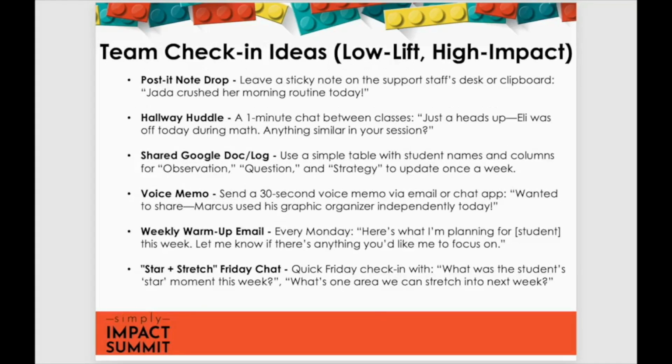Now, here are some different team check-in ideas that you can do to check in with your special education teachers, your related service providers, other people on the IEP team. These are low-lift, high-impact strategies that you can try. There's a Post-it note strategy.